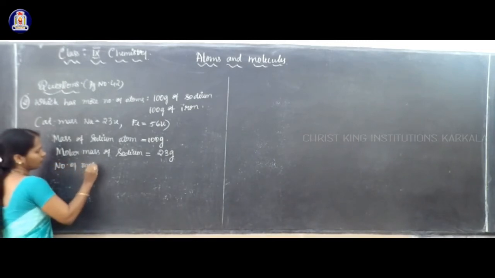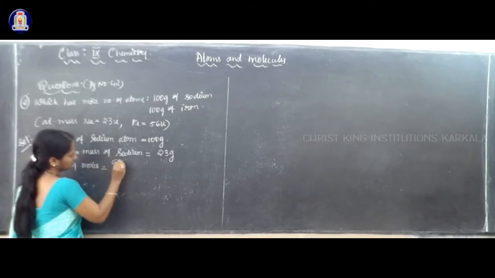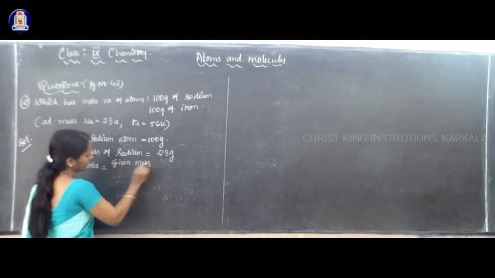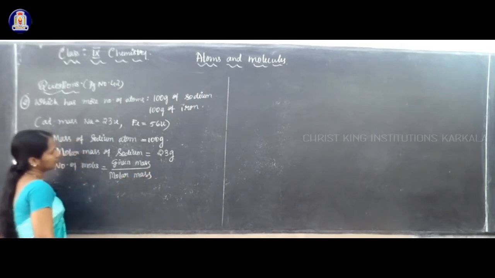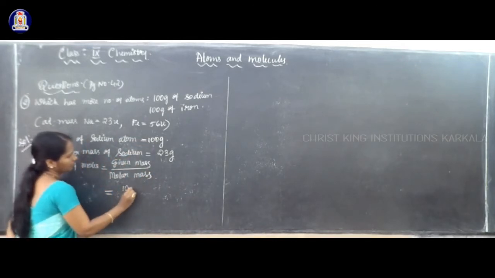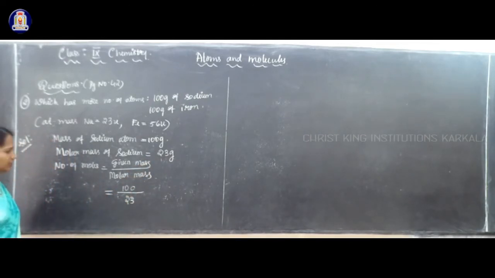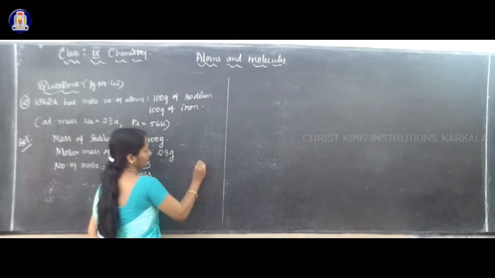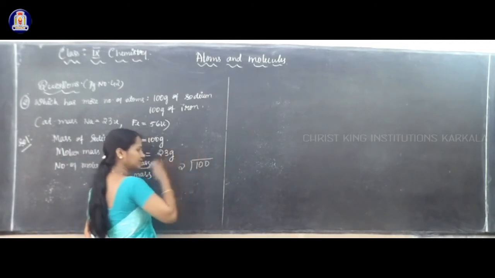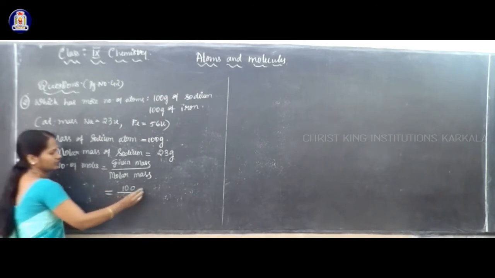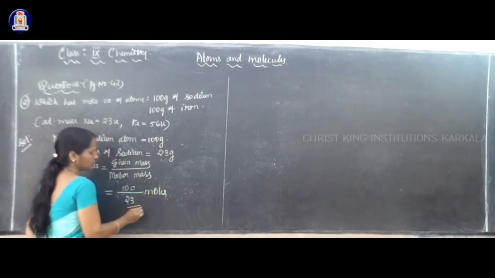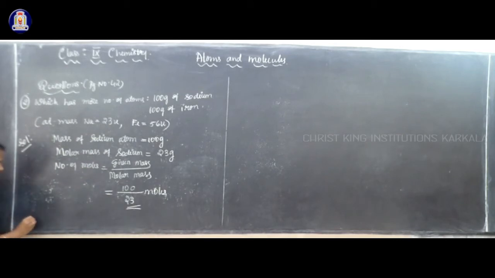Now, number of moles. Formula: given mass divided by molar mass. Given mass is 100, molar mass is 23. So 100 divided by 23. We can substitute the same value in the next equation, so we write it as it is, 100 by 23. This much moles. So now we have to find out the number of atoms.